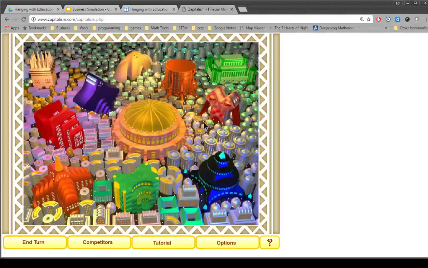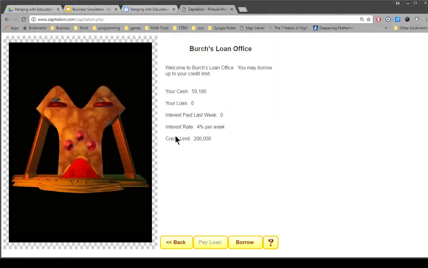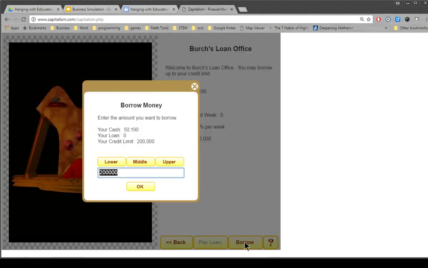Well, let me go back and look at the loan office. I currently have enough money. I have $50,000. I actually gained $190 last turn. So I really don't need to borrow money, but I could go ahead and borrow it. And for this sake, I'm going to go ahead and borrow. My credit limit's $200,000. Yeah, you know what? Let's take over this by storm.